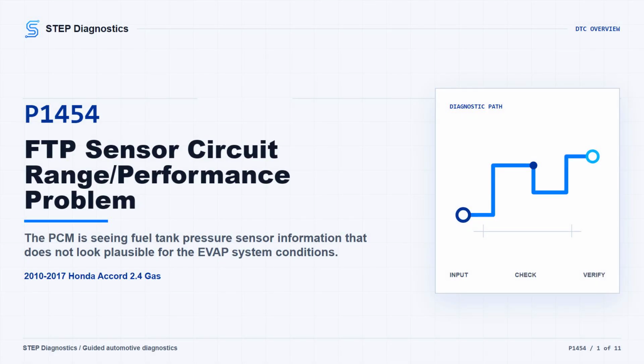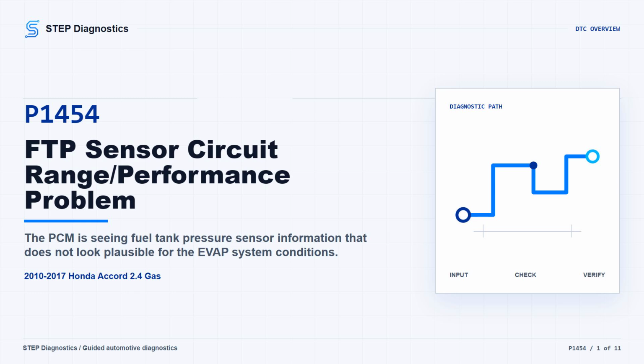On this Accord, P1454 is an FTP sensor circuit range or performance problem. In plain language, the PCM is seeing fuel tank pressure information that may not make sense for the EVAP system conditions. The vehicle may run normally, or it may just have the warning light on.